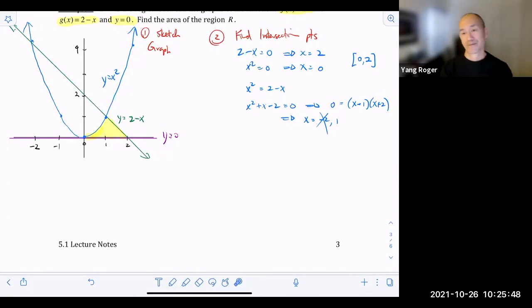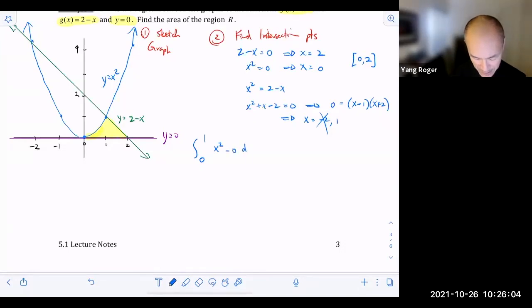Now we can set up our integral, right? So when we set up our integral, we're first going to go from 0 to 1. The top function in that case is going to be x squared. And the bottom function is just going to be 0. And then for the second part, I'm going to go from 1 to 2. The top function is now going to be 2 minus x. Bottom function is still 0. Did I need to write these zeros here? No. But it doesn't hurt.